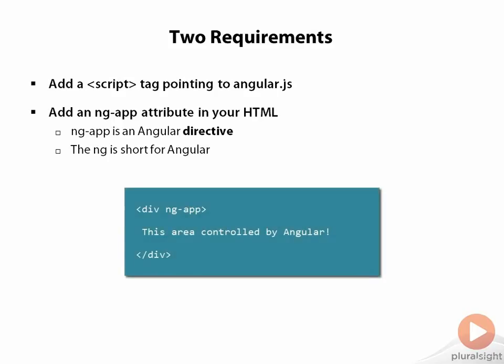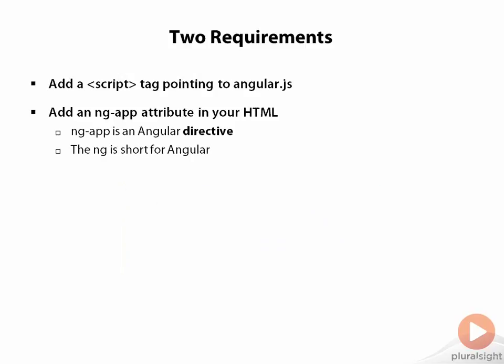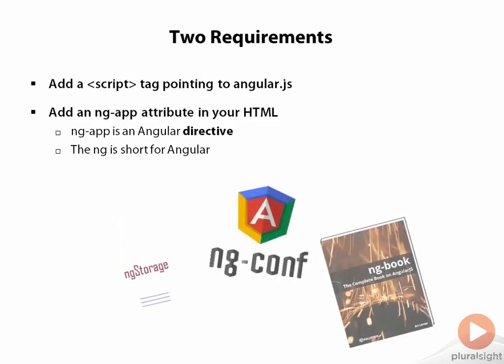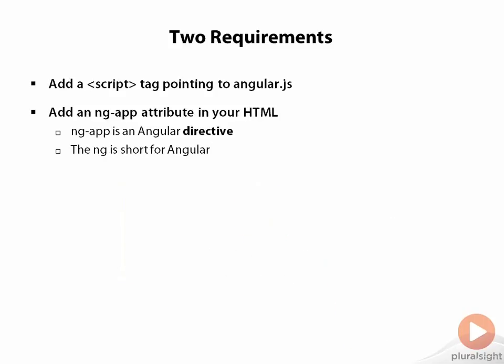ng-app in Angular terminology is called a directive, and it is just one of many directives that Angular provides. The ng prefix is short for Angular. So whenever you see ng in your code or in documentation or in a website name or a bumper sticker, think Angular. ng-app is what we call the application directive. It is a special directive that Angular looks for inside of your HTML, and if it finds it, Angular will bootstrap itself. So it initializes itself and it jumps into action to start managing the page.